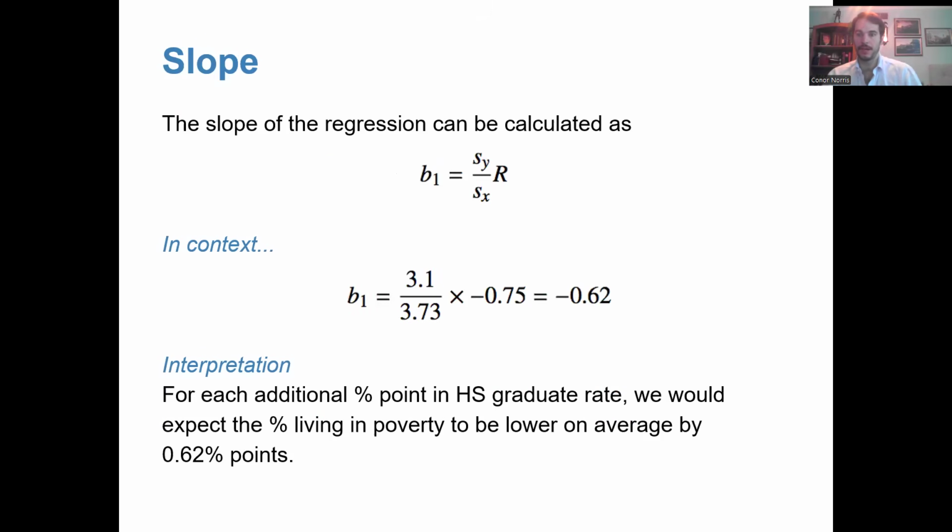The slope of the regression line is calculated as b1, beta sub 1, equals s_y over s_x times R. In context, that's 3.1 over 3.73 times negative 0.75, which gives us b1 equals negative 0.62. So for each additional percentage point in high school graduation rate, we'd expect the percent living in poverty to be lower, on average, by 0.62 percentage points.